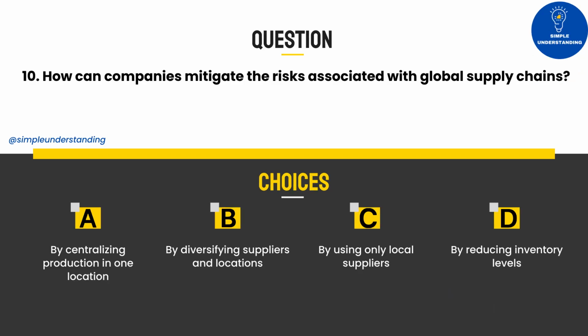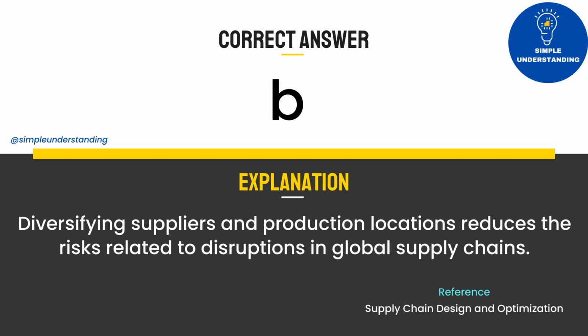10. How can companies mitigate the risks associated with global supply chains? A. By centralizing production in one location. B. By diversifying suppliers and locations. C. By using only local suppliers. D. By reducing inventory levels. Correct answer B. Explanation. Diversifying suppliers and production locations reduces the risks related to disruptions in global supply chains.